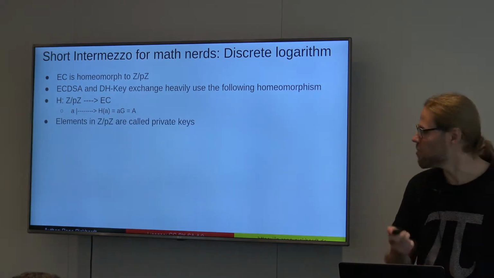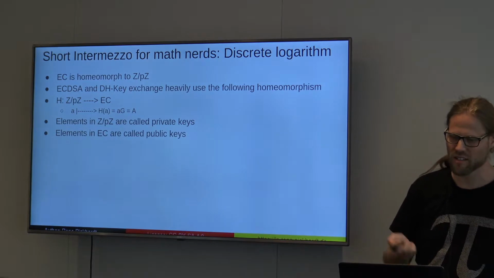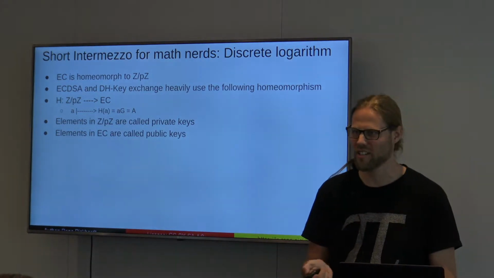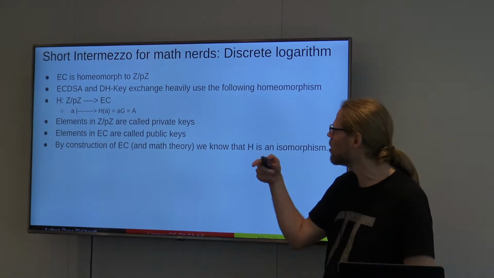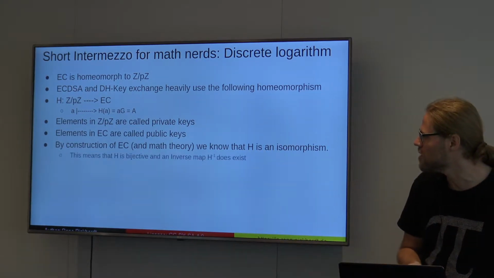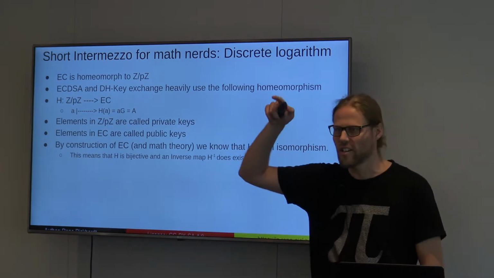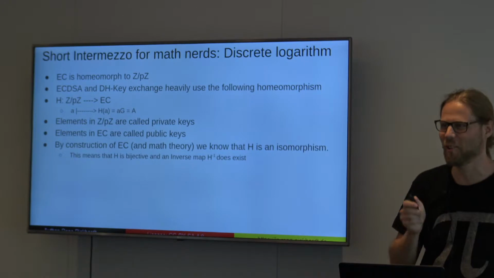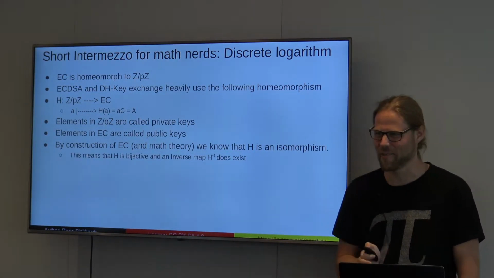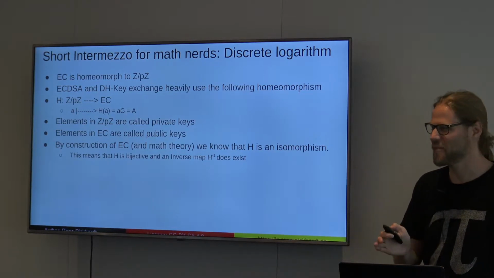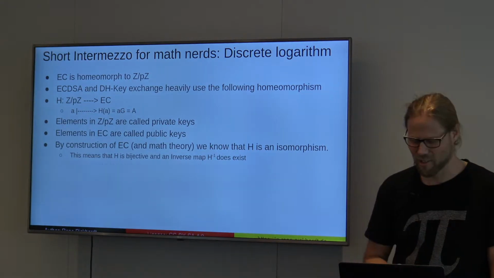So anyway, the elements in this cyclic group are called private keys, and the elements in the elliptic curve are called public keys. And by construction and math theory, we know that H is not only a homomorphism, but an isomorphism, which means that H is bijective, and an inverse map H^-1 does exist. We already know from mathematical theory that it does exist, which is a little bit scary if you think about it. Because as I mentioned before, if we would know how this map looks like, we basically could compromise Bitcoin.